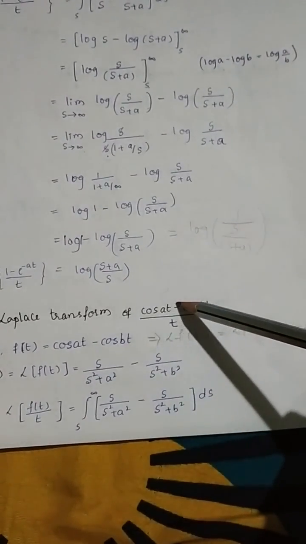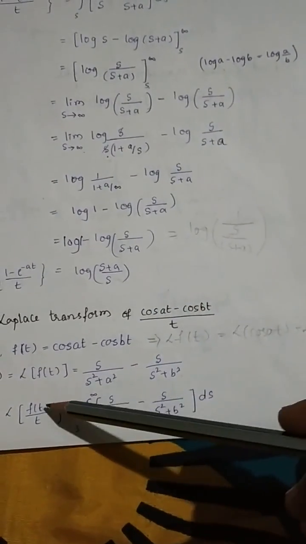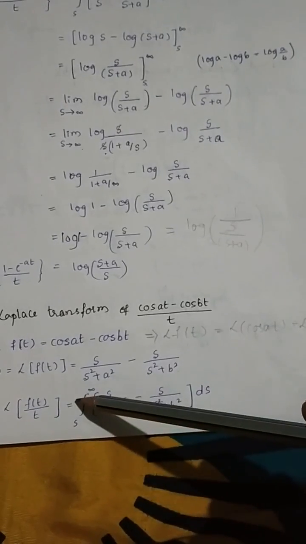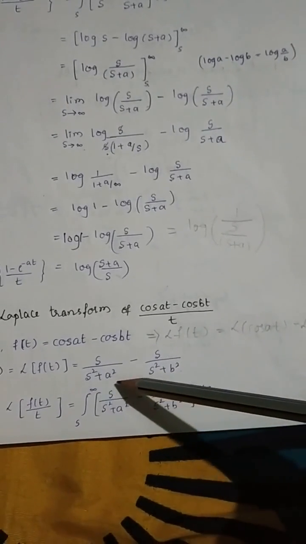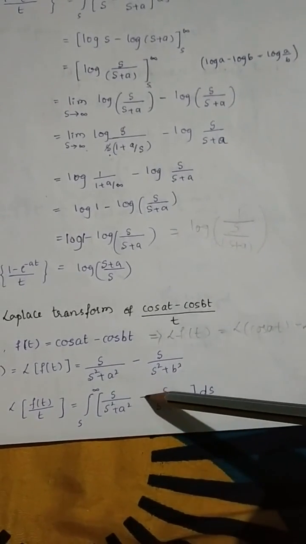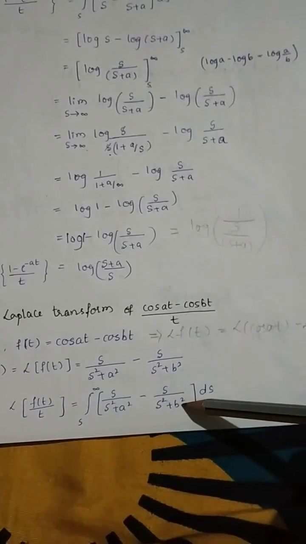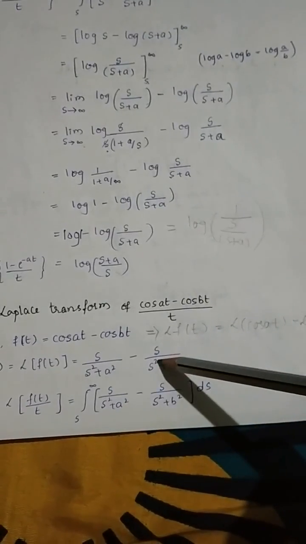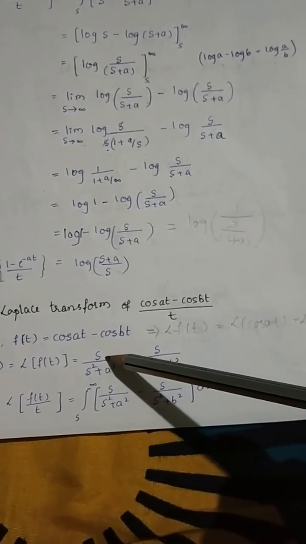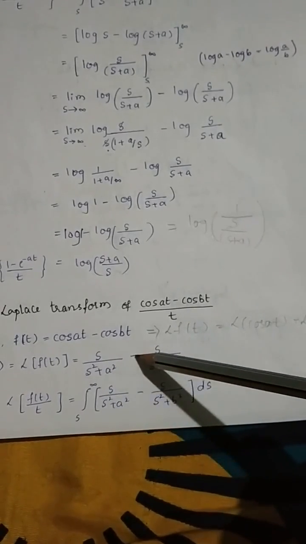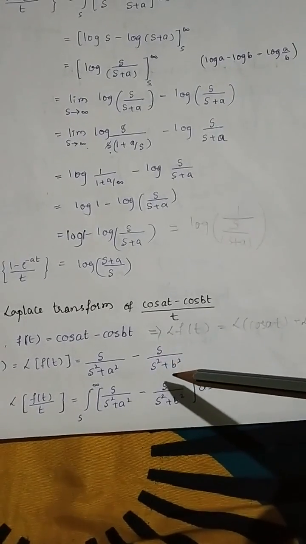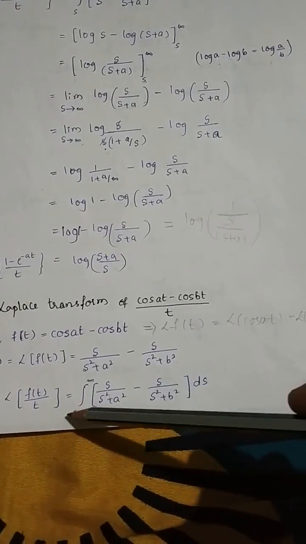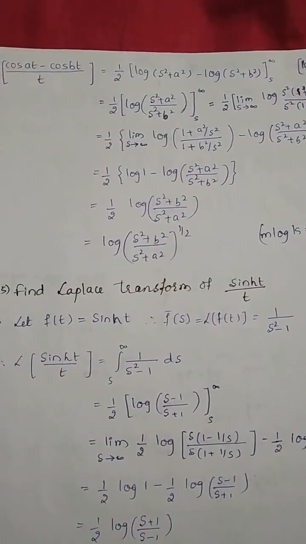Now the given function is in the form of f of t by t. Therefore L of f of t by t is equal to the integration from s to infinity of s upon s square plus a square minus s upon s square plus b square. That means here we are integrating the f bar of s term, that is s upon s square plus a square minus s upon s square plus b square, with respect to s between the limits s to infinity.